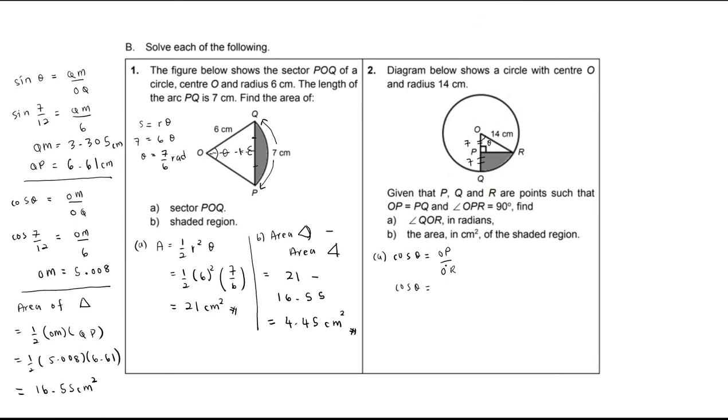So cos theta equals the length of OP, which is 7 cm because the length of OP is half of the length of OR, and then OR is 14. To find theta, cos 7 over 14. Okay, calculator. And make sure it's in mode radian. And you should get theta is 1.047 radian.